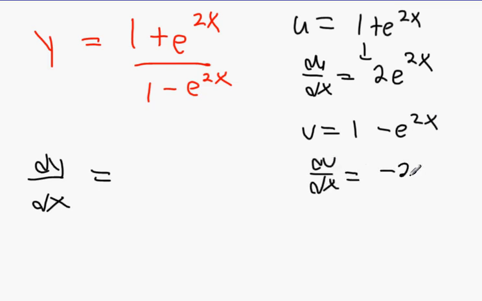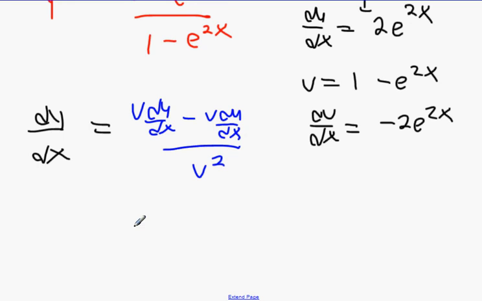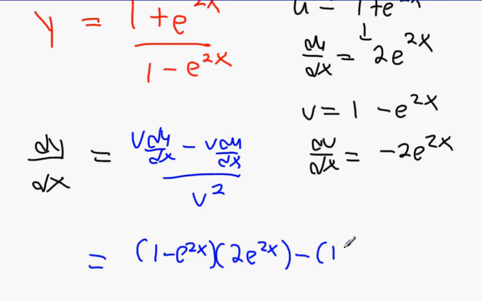Everybody knows the quotient rule off by heart by now? Okay. Look it up every time, just make sure you don't make a mistake. 1 minus e to the 2x, 1 minus e to the 2x, 2 e to the 2x minus v times du dx. Oh, sorry, that's plus. Wait, getting this mixed up now. No, that's right. That is right. 1 plus e to the 2x multiplied by minus 2 e to the 2x.